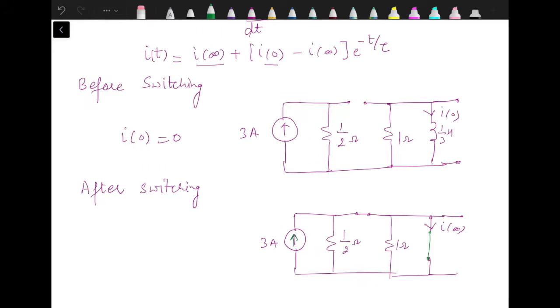Now this 3 ampere current which is flowing over here, it has three different options. It can flow through 1 by 2 ohm resistance, 1 ohm resistance, or through the short circuit. Now current has property that it follows a minimum resistance path, which is a short circuit over here. So current through 1 by 2 ohm resistance is 0, through 1 ohm is 0, and whole 3 ampere current will flow through the inductor terminals. So i infinity is 3 ampere.